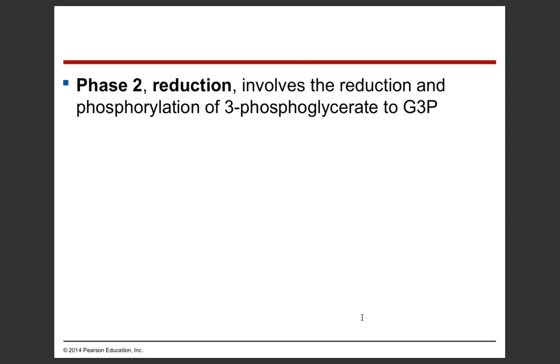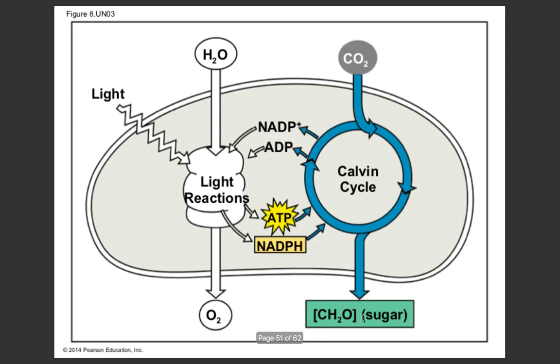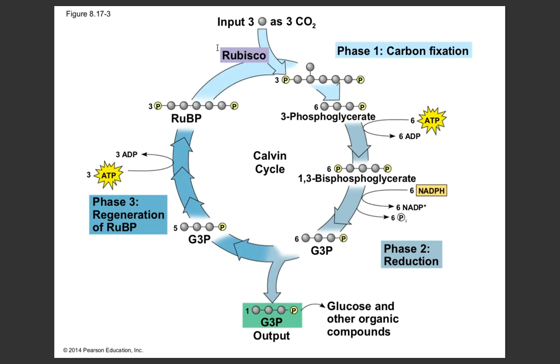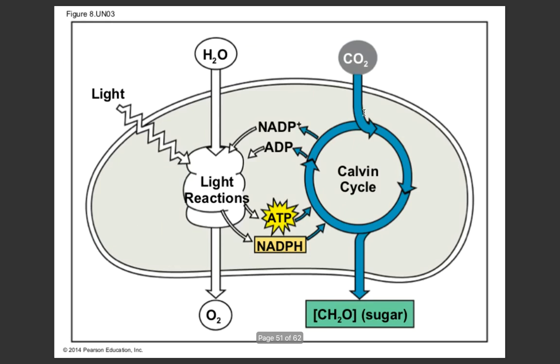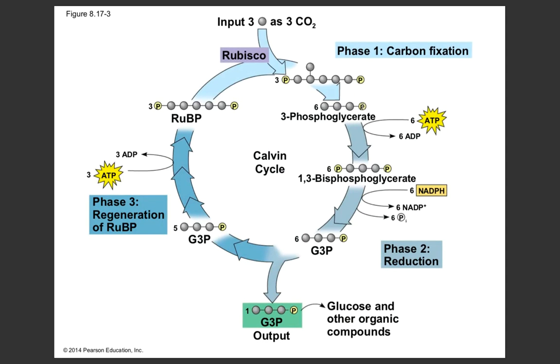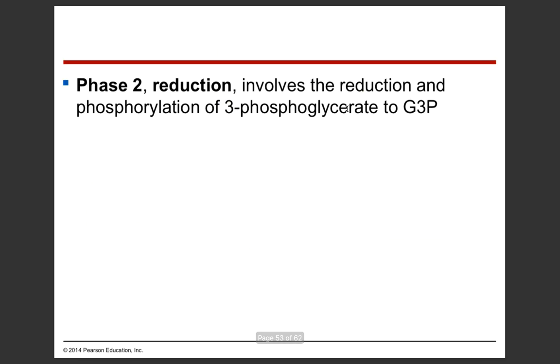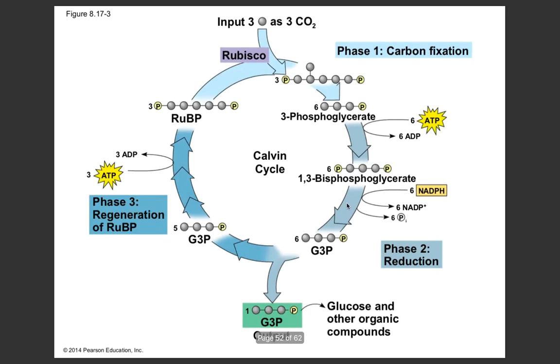Okay, phase 2 is going to be reduction. So we talked about phase 1, carbon fixation. So we're putting our carbon dioxide with the help of Rubisco onto RUBP. Okay, carbon fixation, beautiful. Phase 2, reduction, involves the reduction and phosphorylation of 3 phosphoglycerate. Again, this is a phosphate in position 3 on a glycerate molecule. 3 phosphoglycerate, position 3, 3 carbons, okay, to create G3P. Notice that there's a couple things that happen in between, okay?